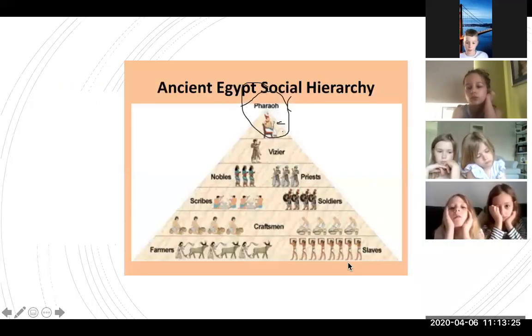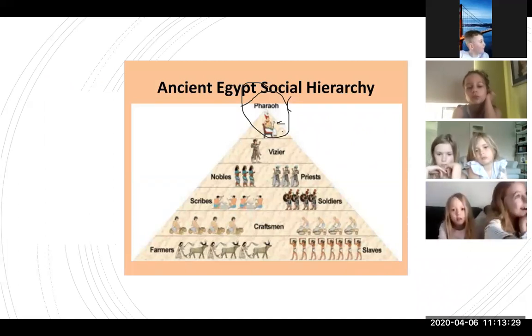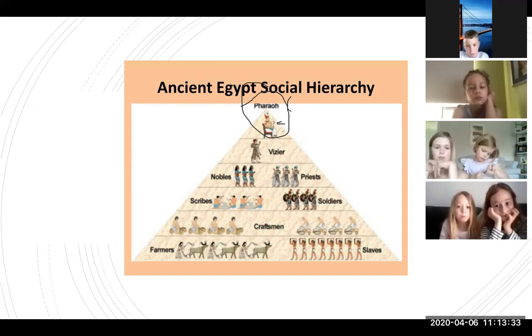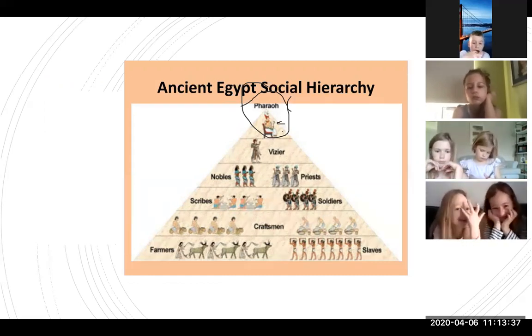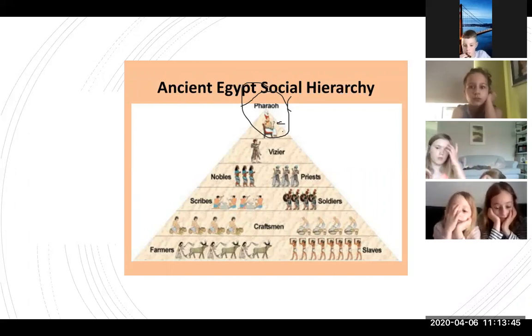Okay, so another important part of ancient Egypt was their social hierarchy, which basically means the order in which people were valued and how much money you might have had. And this was something that was very important and significant in ancient Egypt. If you were at the bottom, it was basically impossible to move up. So it all depended on what family you were born into.